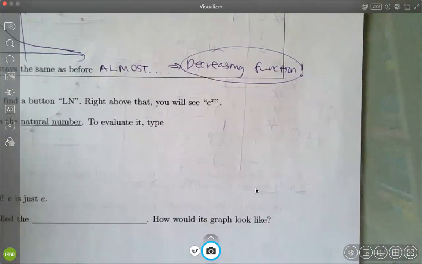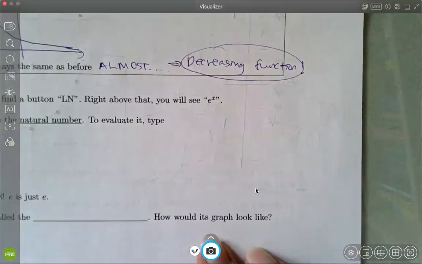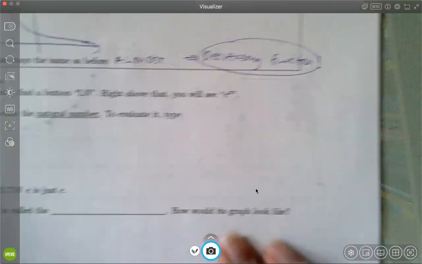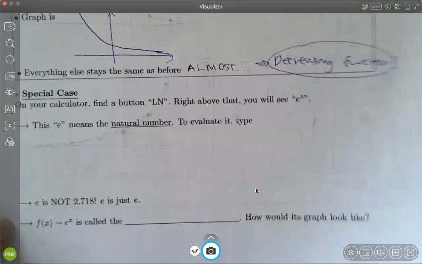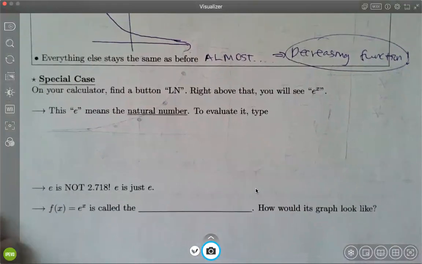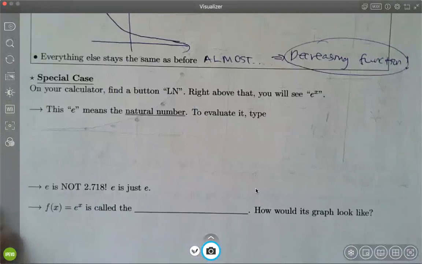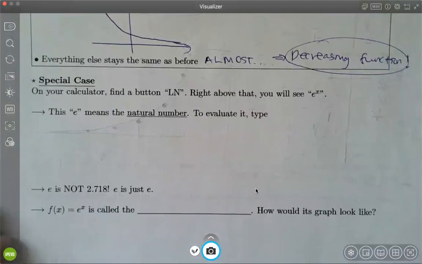Okay, so now we have looked at all the basics of the exponential functions and their graphs. And now here's a special case. And now the calculator comes in. Finally, for the first time in like a million years, the calculator comes in. Woo, what a relief, right? So now, hopefully you have your calculator ready.